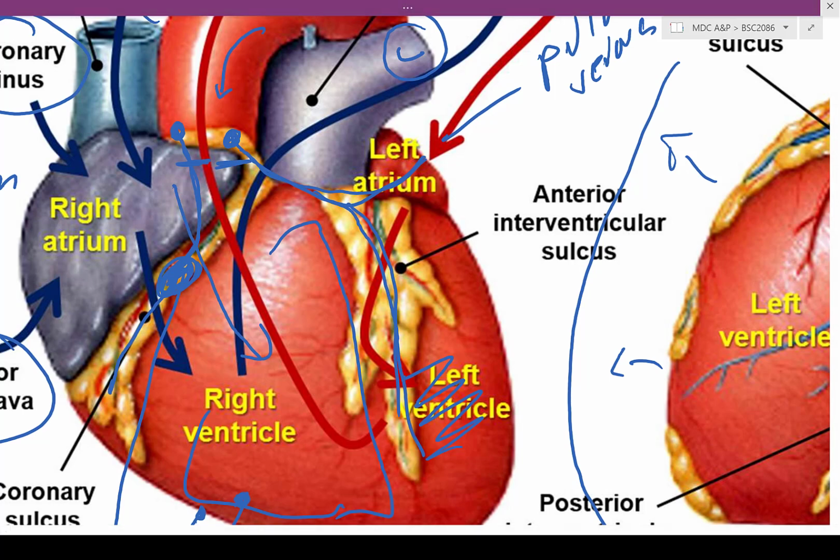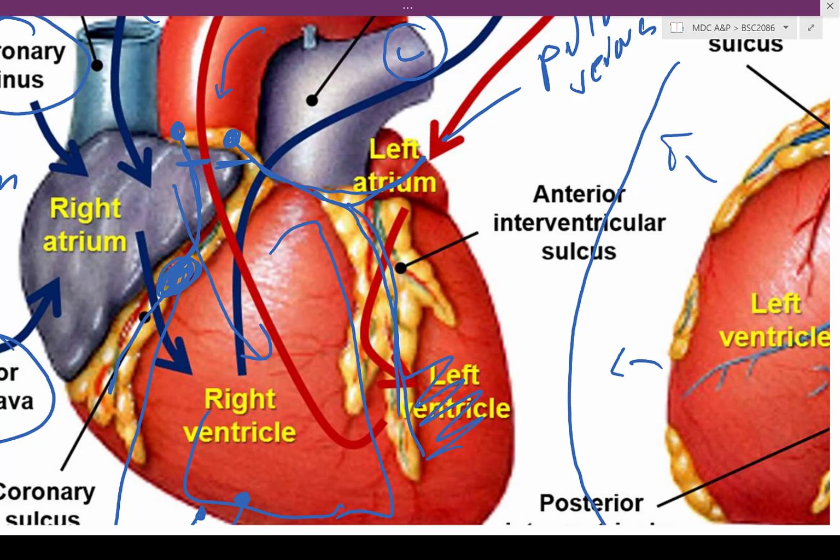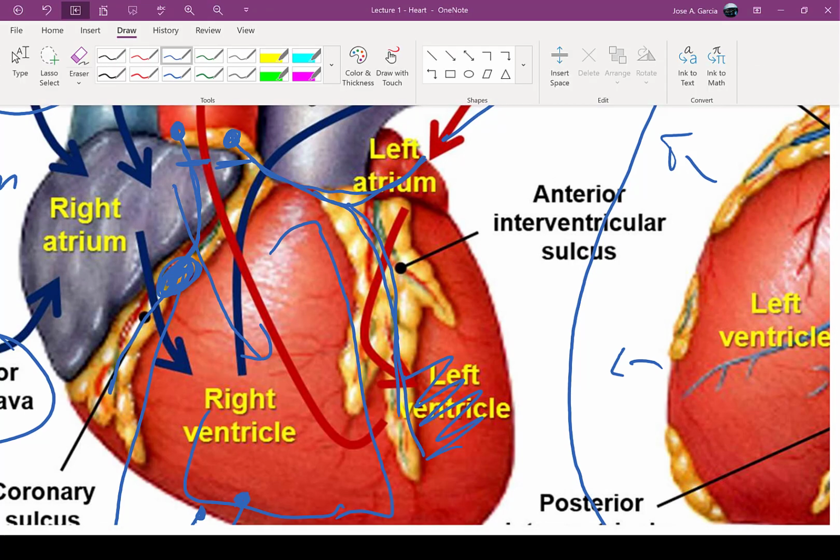All right, let me change the color. I don't know why this thing is not working. Sorry guys, I don't know how to do this. I'm still new at this thing.